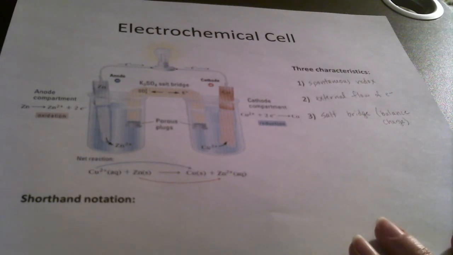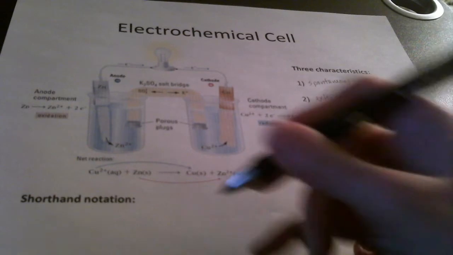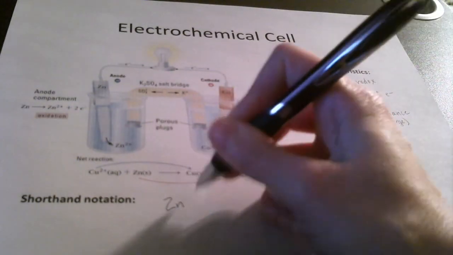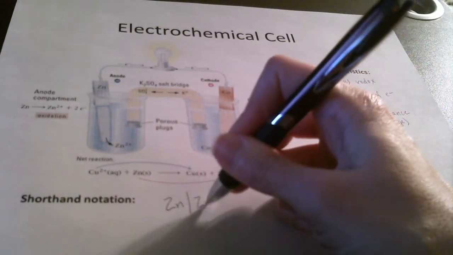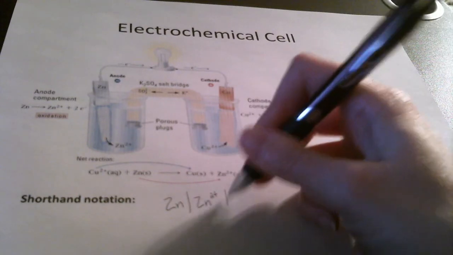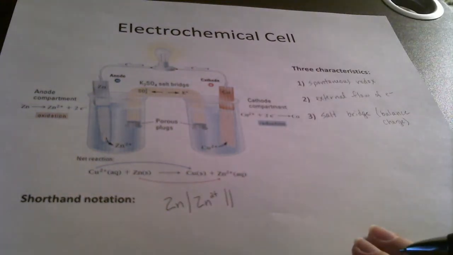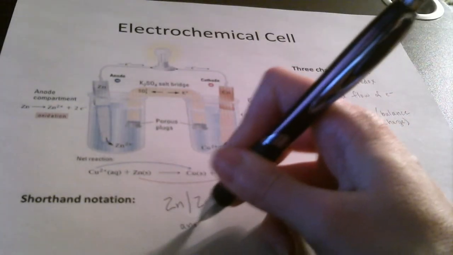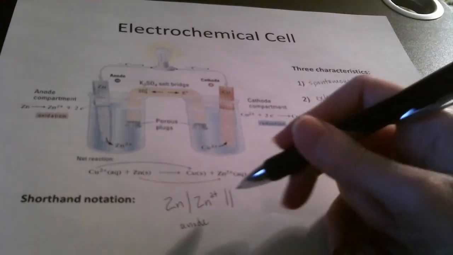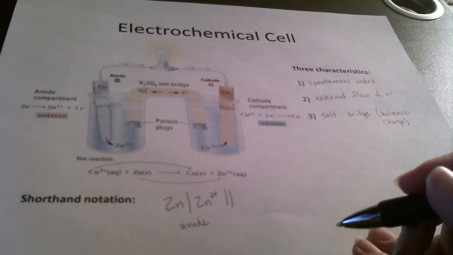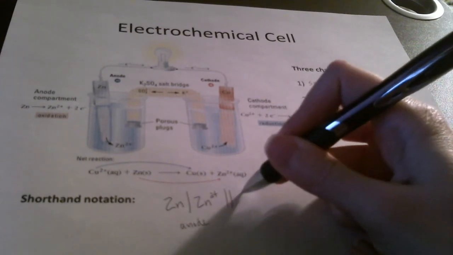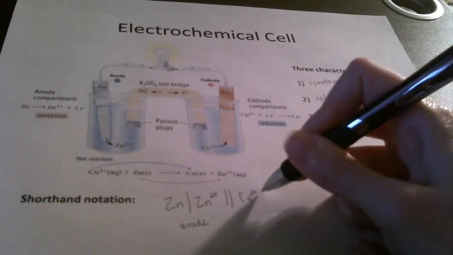Now, if we were going to look at this in terms of shorthand notation, what we'd see here is zinc, 1 hash mark, zinc 2 plus, a double hash mark, okay? And so in the shorthand notation, what we see is the anode is listed first. This double hash mark represents our salt bridge, followed by our cathode.